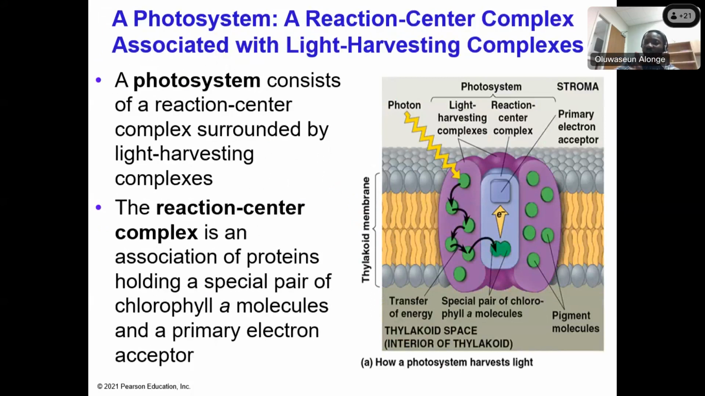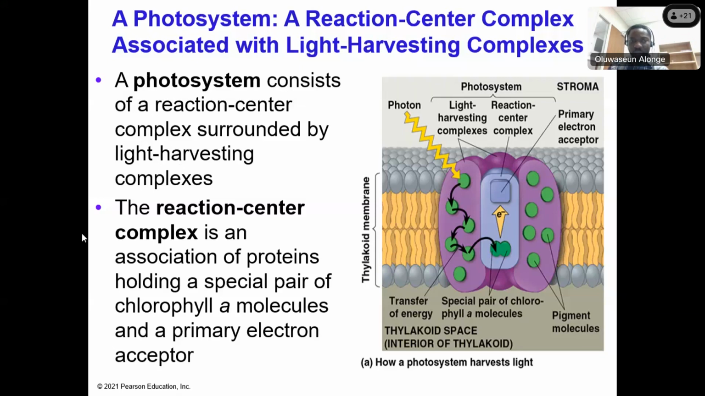Now we have two photosystems. Take note of that. Photosystems simply look like an electron transport chain. If you still remember the electron transport chain from cellular respiration, how we talked about how electrons move, a photosystem is close to that. All right. So a photosystem consists of, number one, a reaction center, surrounded by light harvesting complexes. So take note of that, please.